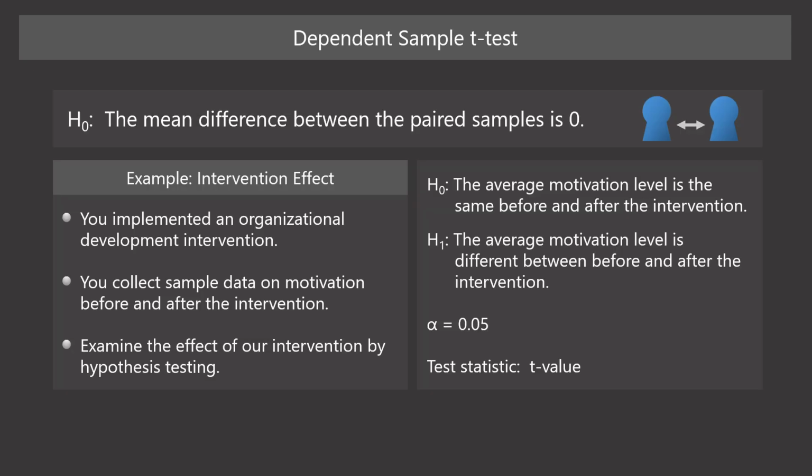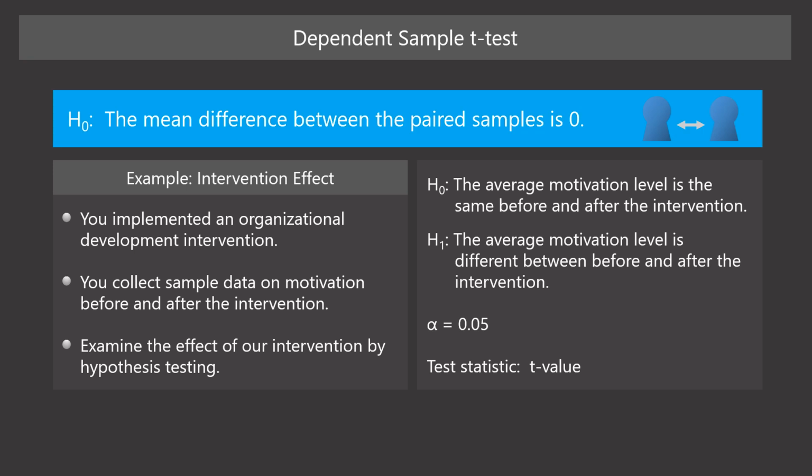First, let's consider a t-test for dependent groups. It is called a dependent sample t-test or paired sample t-test. In the dependent sample t-test, we use the mean difference between the paired sample for hypothesis testing. That is, we determine whether the mean difference between the two sets of observation is zero. So, the null hypothesis is that the mean difference between the paired samples is zero.